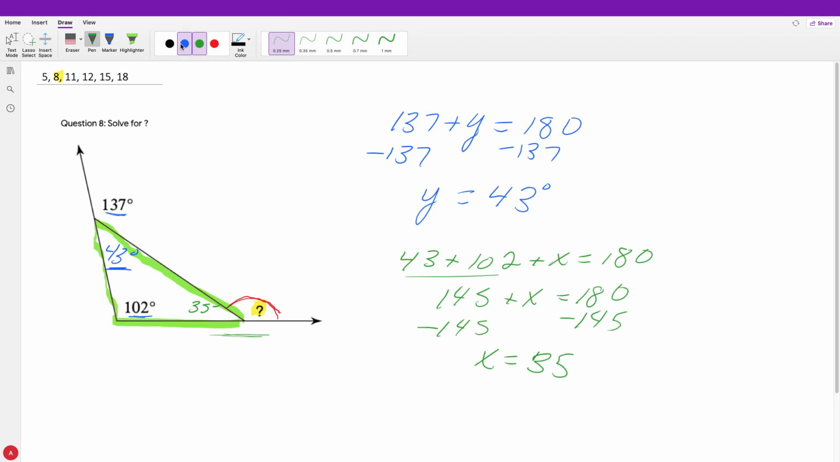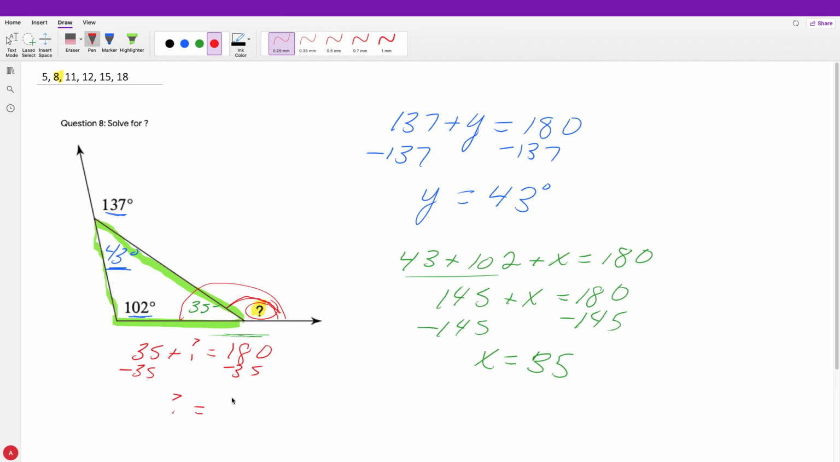And once I solved for that, I now know I can solve for my question mark angle measurement because I know that these two will add up to 180. So I get 35 plus x, or plus question mark, is equal to 180. So I subtract 35, subtract 35.